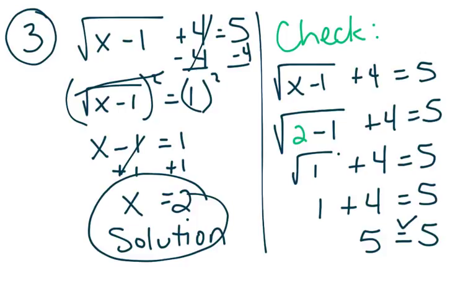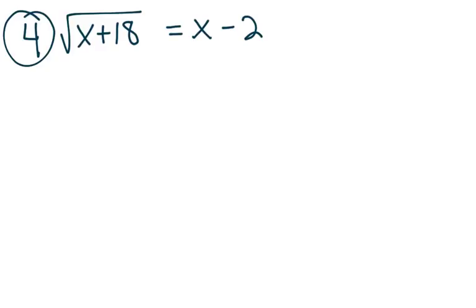Okay, let's go ahead and do another example. So example 4, the square root of x plus 18 equals x minus 2. Is my radical isolated? Okay, what is my next step then? We square both sides. So we are going to square both sides. Gets rid of the radical sign on this side.